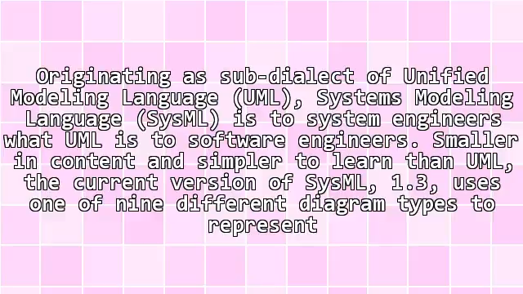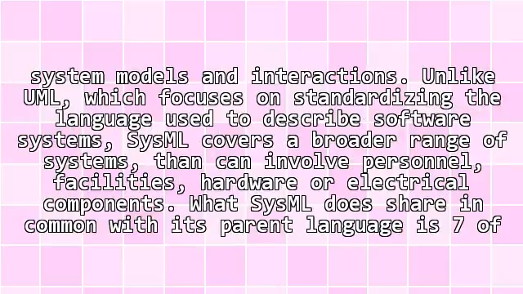Originating as a subdialect of Unified Modeling Language (UML), Systems Modeling Language, SysML, is to systems engineers what UML is to software engineers. Smaller in content and simpler to learn than UML. The current version, SysML 1.3, uses one of 9 different diagram types to represent system models and interactions. Unlike UML, which focuses on standardizing the language used to describe software systems, SysML covers a broader range of systems that can involve personnel, facilities, hardware or electrical components.